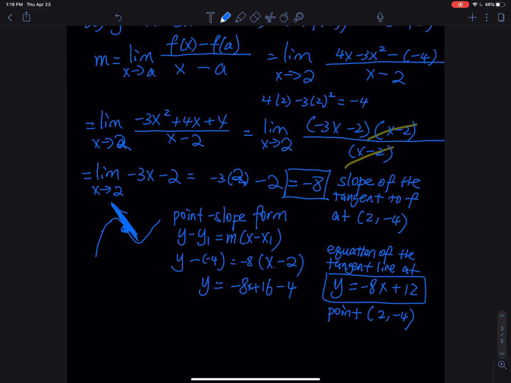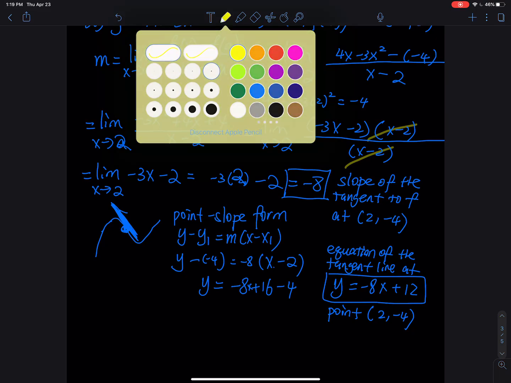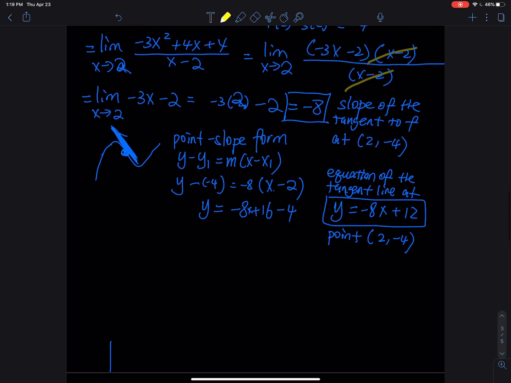So that's how we do the math. All right, let's do one more problem. For the next problem, I will change color. The next problem, part B, we have the function y equals a square root function, at the point (1, 1). So this is (a, f(a)).